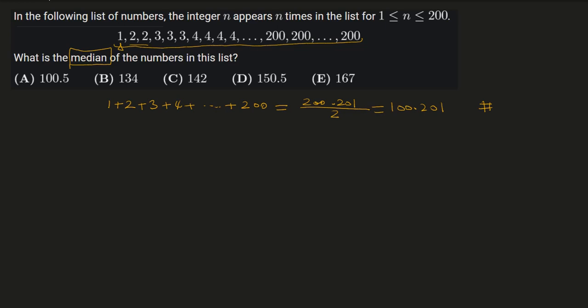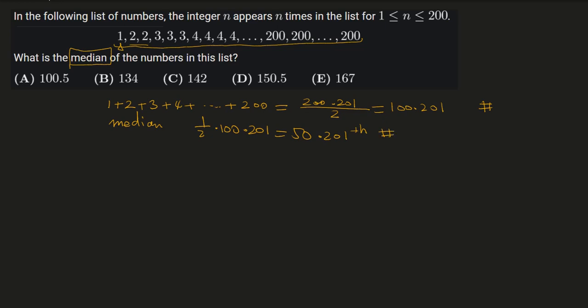Good. Then what is the median? The median is defined as the centermost number in this sequence. Therefore, the median shall be half of the sequence length, which equals 50 times 201.